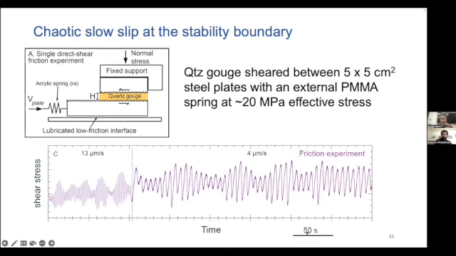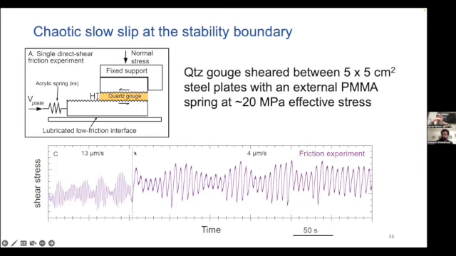Okay, first, a close-up of the lab data and the lab friction experimental results, to understand this chaotic behavior. This is a single direct shear friction experiment with quartz gouge. The quartz gouge is about 3 millimeters thick, and it's sheared between two steel plates of area 5 centimeters by 5 centimeters. And there's also an external spring, which is important because it helps modulate the system stiffness and helps drive it lower.